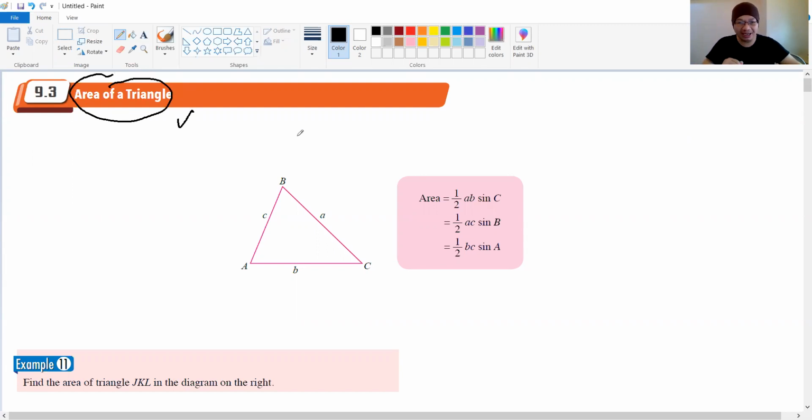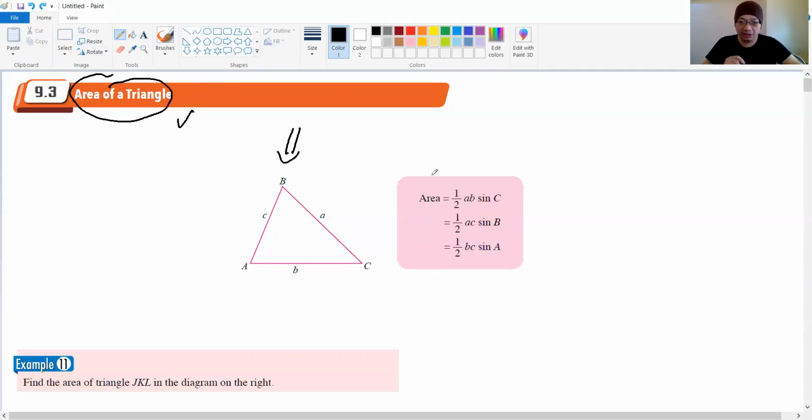Very easy. Now observe this triangle here. We have triangle ABC, and also the length of a, the length of b, and the length of c. This is the length of a because it is opposite angle A. This is the length of b because it is opposite angle B, and this is c because it is opposite angle C. So how to determine the area from this given diagram?